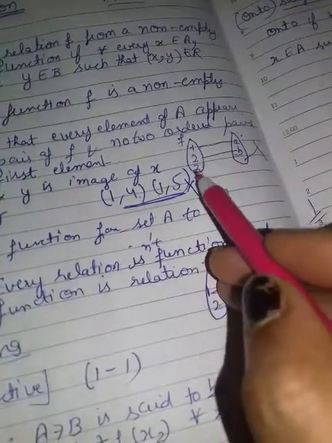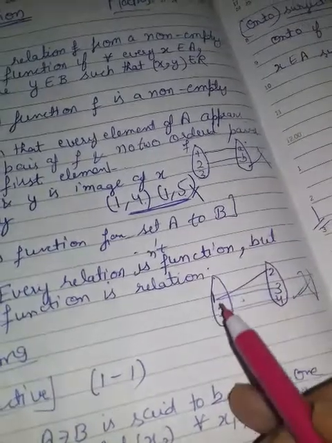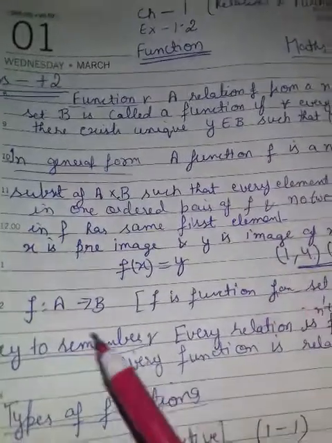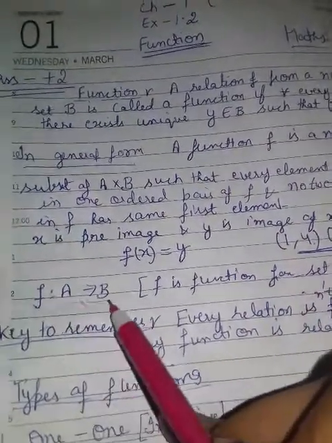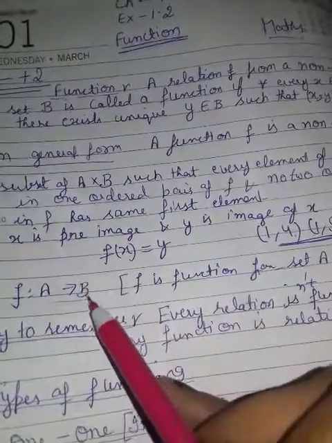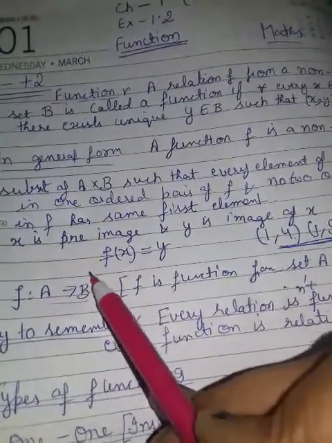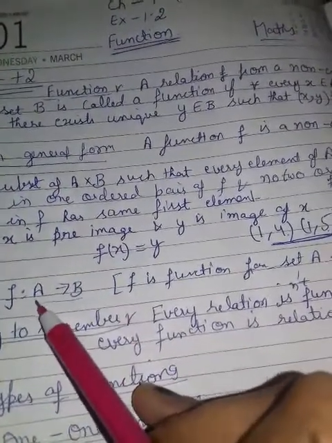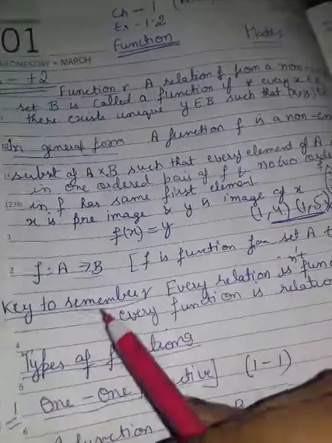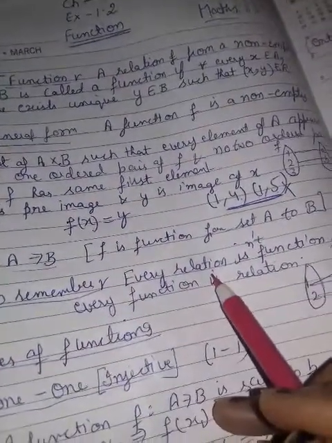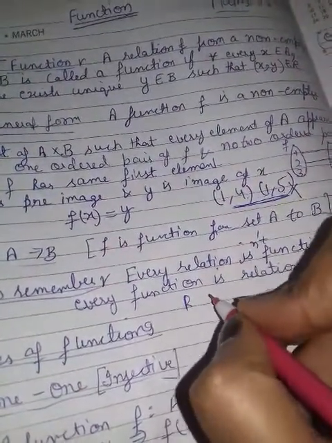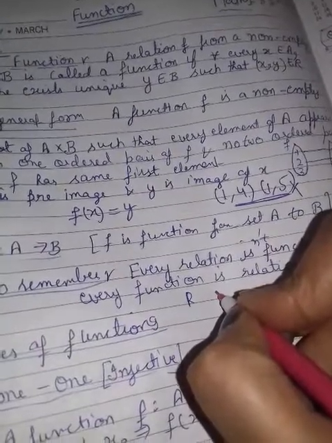Only in two cases is it not a function: when an element has no image, and when one element is giving two images. Now a function is denoted as f from A to B. A is the domain and B is the codomain. The set of elements of B that you actually get from the function is known as the range. Key to remember: every relation is not a function, but every function is a relation.